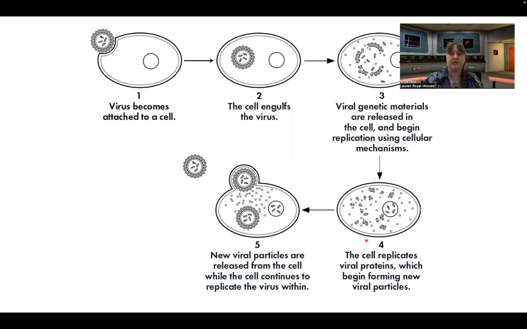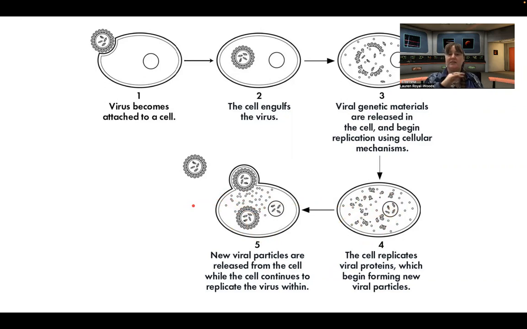So anyway, then the cell replicates viral protein. The cell starts reading it, starts doing it, and starts making more parts and more parts and more parts. And then it starts putting together the parts that it's reading, because it's got the viral instructions inside its own DNA. So it tricks the cell into making more viruses, puts together the viruses to the point where it lyses, or it pops and explodes, and more viruses are out and it kills the cell itself.